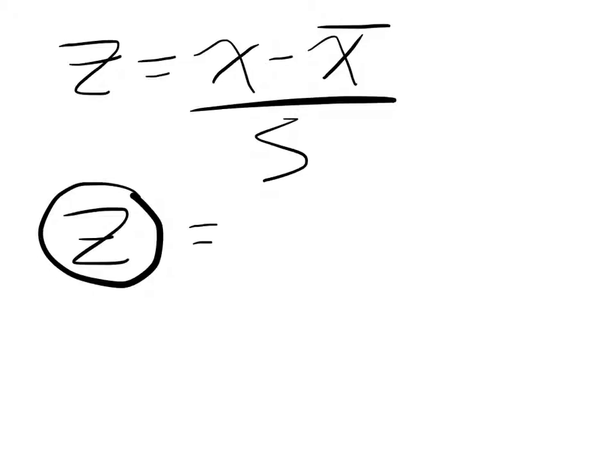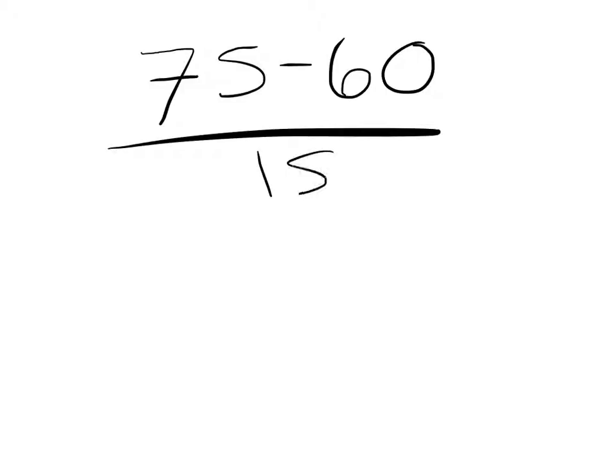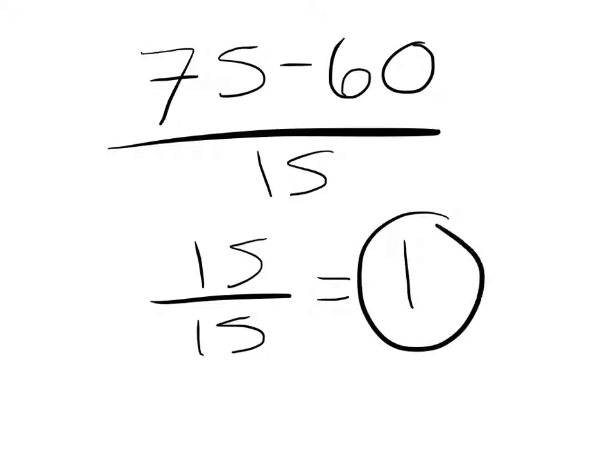So let's pick 75 as our x minus 60, the mean, over 15, standard deviation. So that's 75 minus 60 over 15. 15 over 15 equals 1. Z-score is 1.